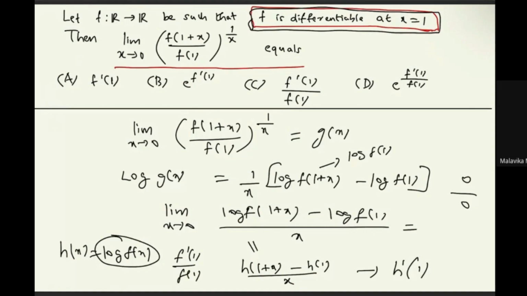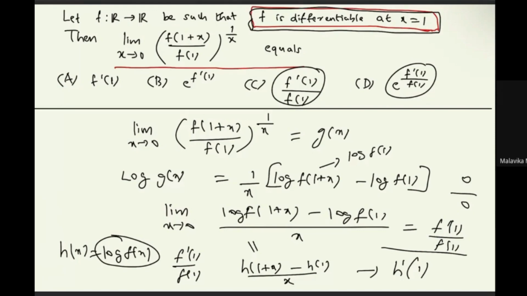Or you can, as you said, L'Hospital rule is also fine. But yeah, so you get f dash 1. That is how this f dash 1 by f of 1 comes in the options, when you differentiate log f. So what we proved is that this limit is f dash 1 by f of 1. Which limit? Not the required limit. We first applied log and then found the limit, right? So we found the limit of the logarithm of the function which we needed.